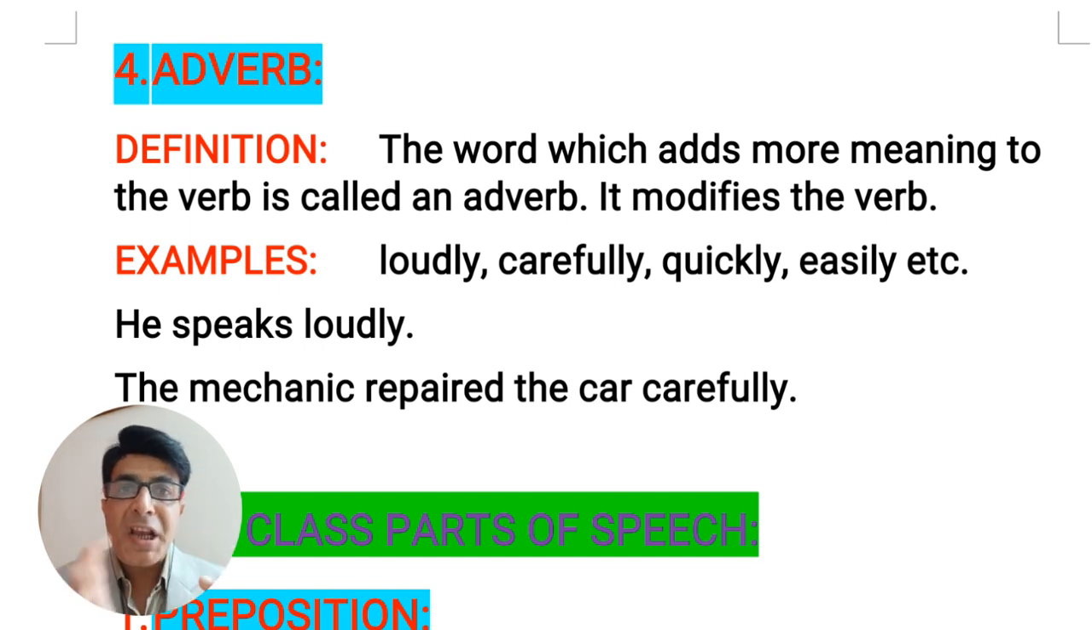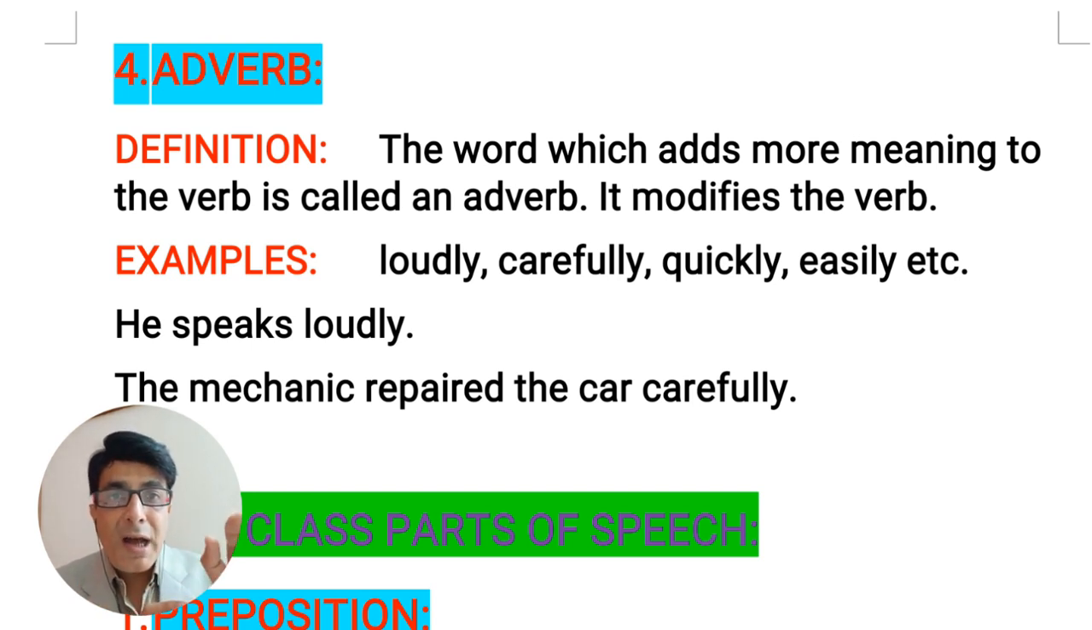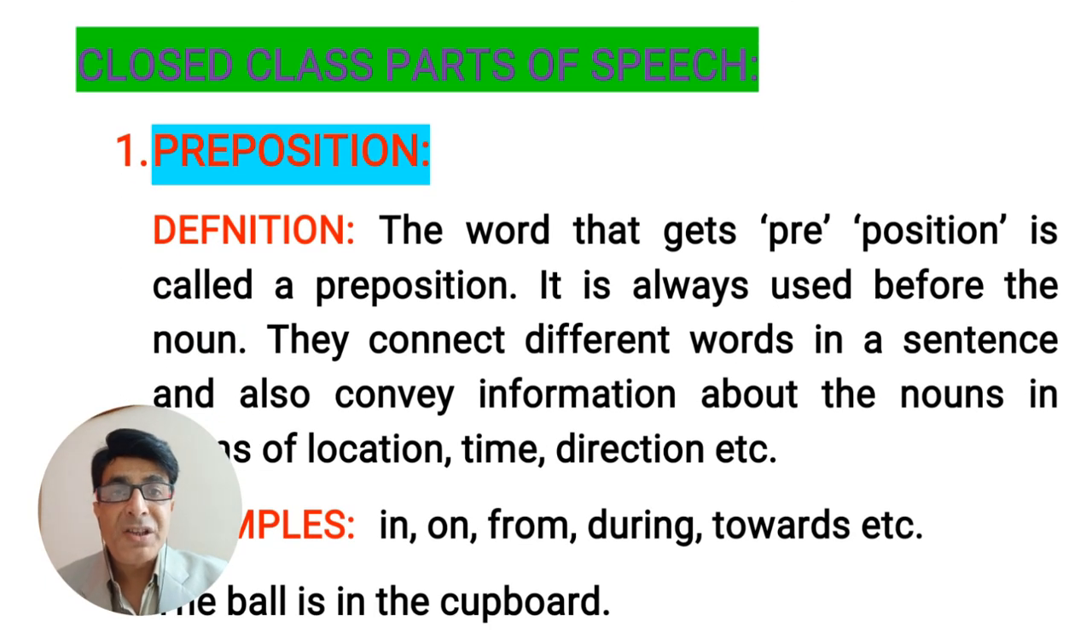It gives some new shape and new meaning to the verb. For example, the words like loudly, carefully, quickly, easily, all these words are adverbs. Let's take one example. He speaks loudly, right? This is one sentence, and there is another sentence, he speaks slowly. So the words loudly and slowly have the power to give a new meaning to the verb speak in these two different sentences, right? So this is the fourth part of speech known as adverb.